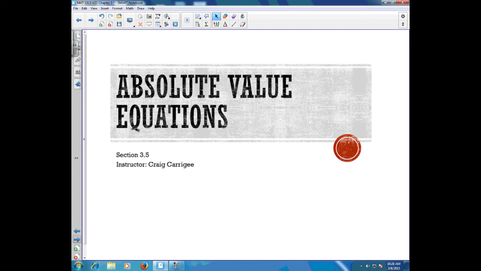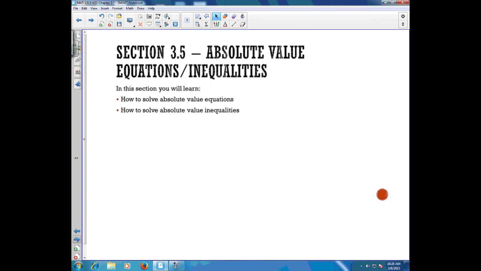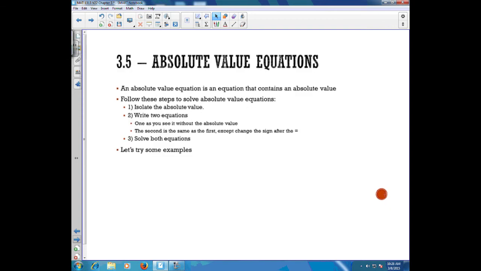Today we're going to talk about absolute value equations and absolute value inequalities. So in this section, we're just going to talk about how to solve absolute value equations and how to solve inequalities. So an absolute value equation is just an equation that contains an absolute value.